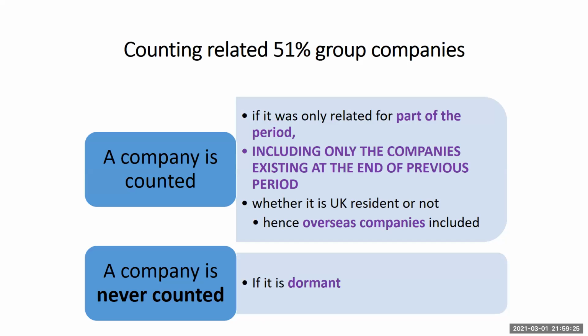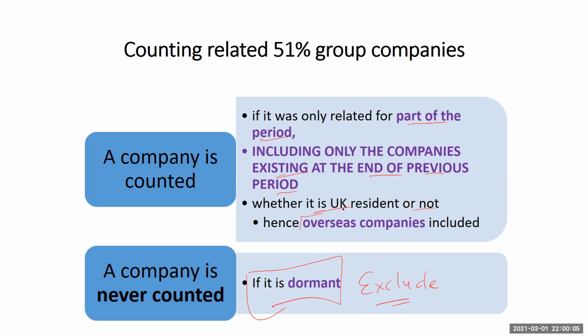Now, when do we count companies relating to the 51% group? If it is dormant, we exclude it. But if it's active, we include it. Now, if it is active, what we need to look out for is if it was only related part of the period. If it is only part of the period, include it. If it's also existing at the end of the previous period, include it.